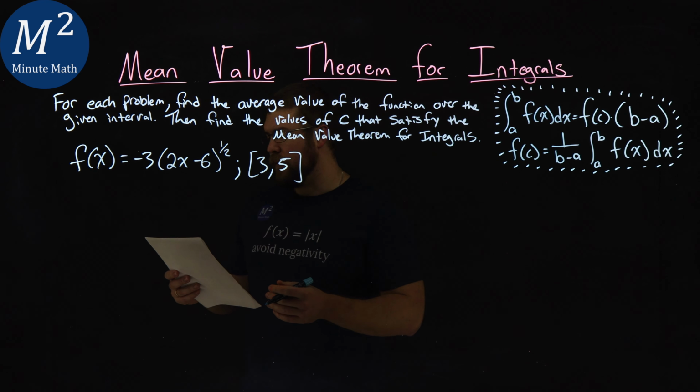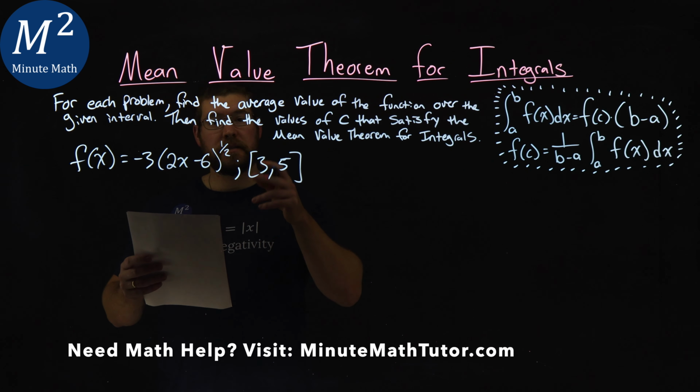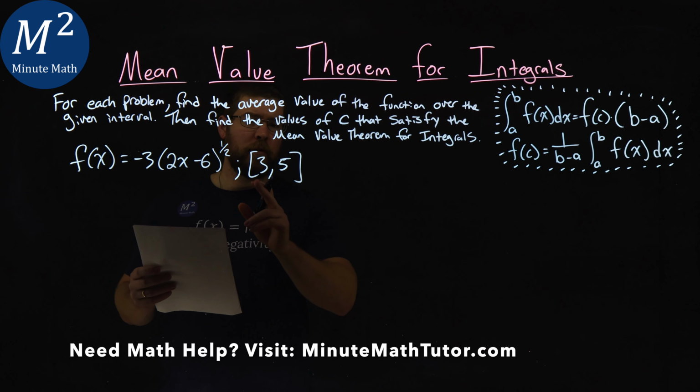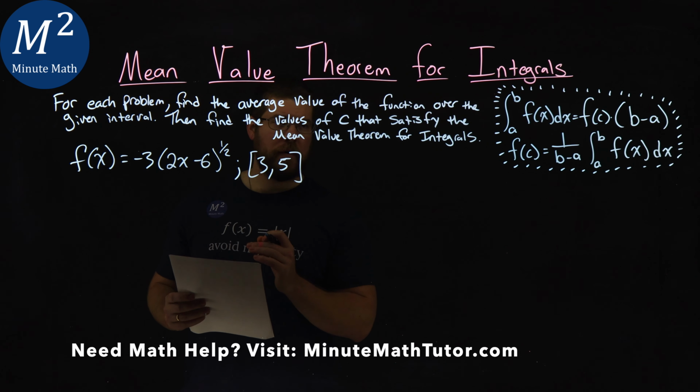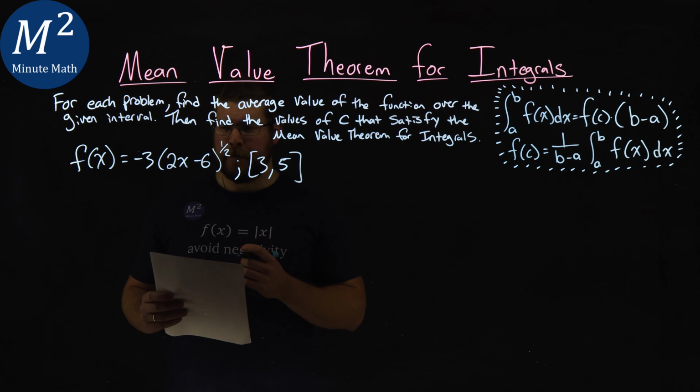We're given this problem right here. f of x equals negative 3 times (2x minus 6) to the 1/2 power on our interval from 3 to 5. And we want to find the average value of the function on this interval and the value of c's that satisfy the MVT.